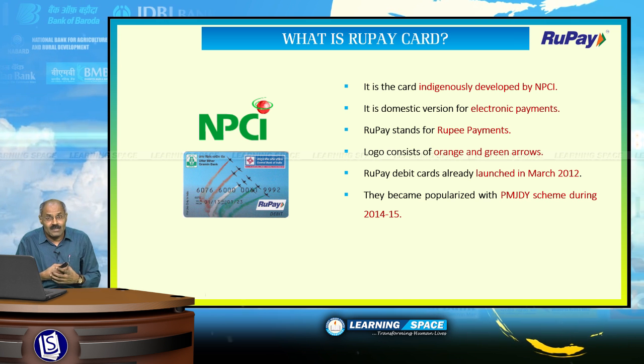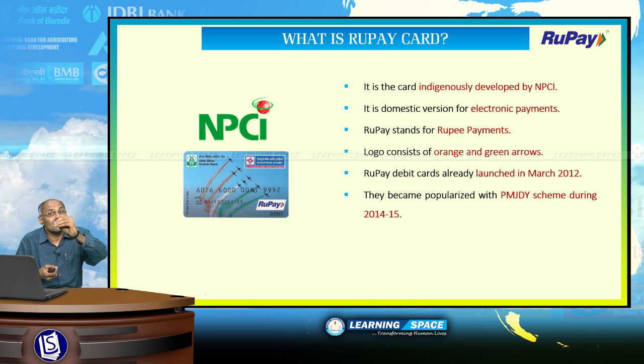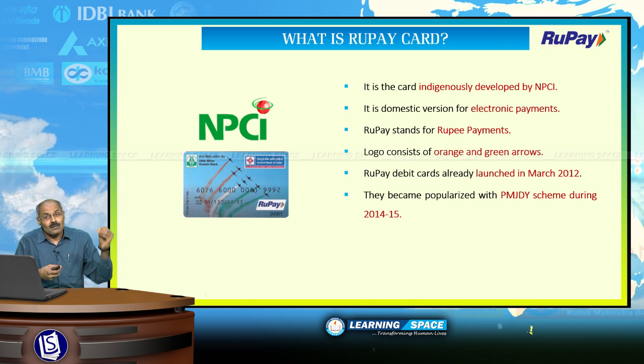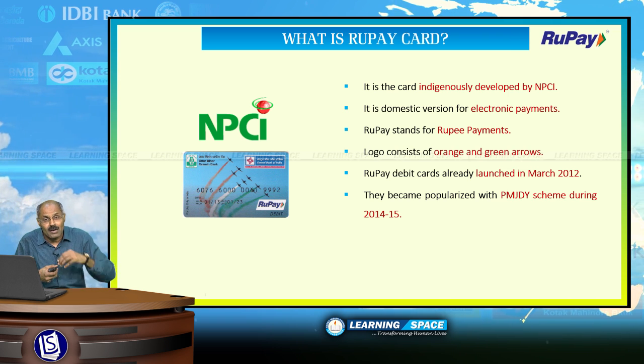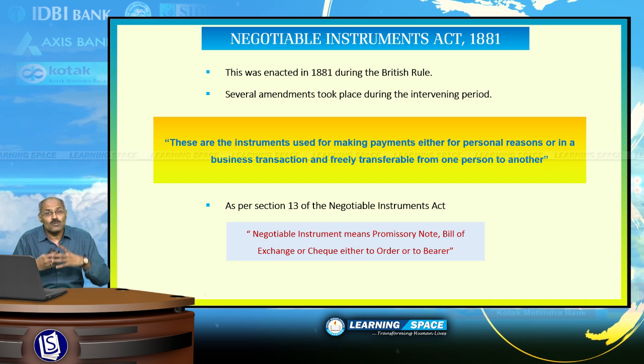Right friends, after discussing what are various types of debit cards, credit cards, what is NPCI, and the next aspect is RuPay card. Let us look at Negotiable Instruments Act. What is Negotiable Instruments Act?